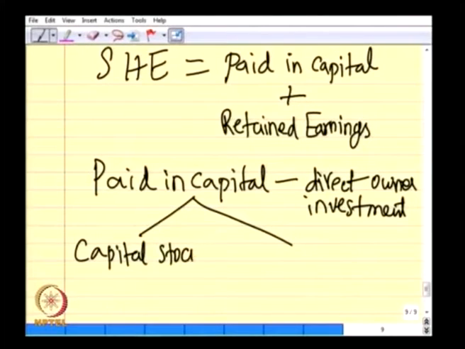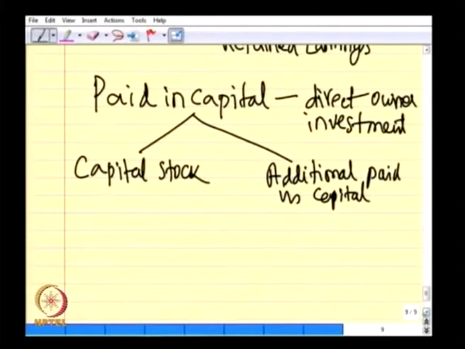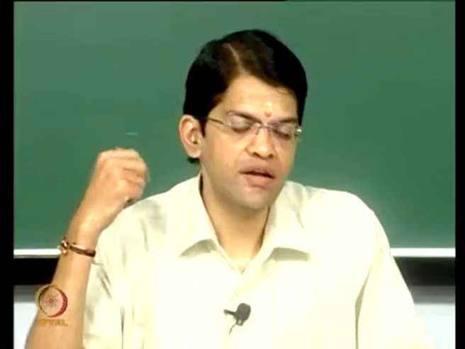The capital stock and additional paid in capital. What is the difference? I told you before that shares are issued by companies, and the extent to which somebody owns a share determines the extent to which he or she owns the entity.